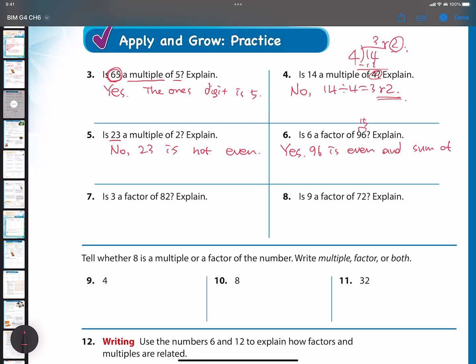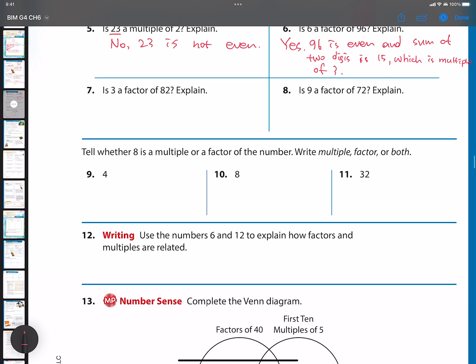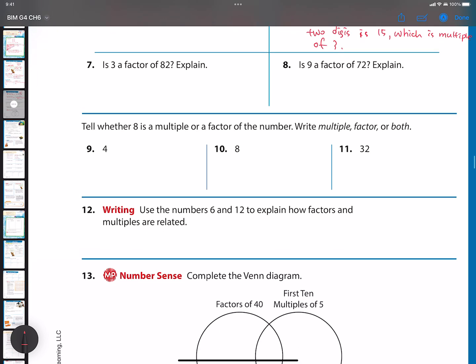So you can say 96 is even, and the sum of the 2 digits is 15, which is a multiple of 3. Okay, can you still see this? Yes. All right.